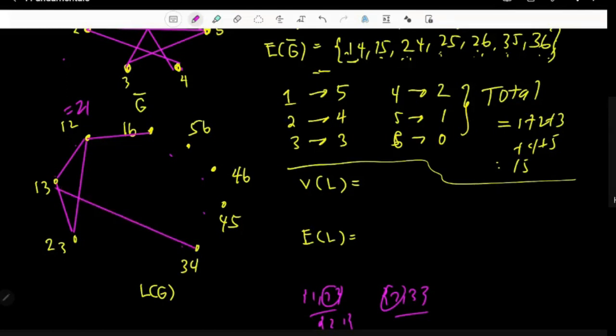Meron pa ba? So, lahat ng may 3. Okay. For 2, 3, lahat ng may 2, tsaka lahat ng may 3. For 3, 4, lahat ng may 3, lahat ng may 4. This is 4. This is 4. Ano pa? Ayan. For 4, 5, lahat ng may 4, lahat ng may 5. So, this is 5. Meron pa bang may 5? Wala na.